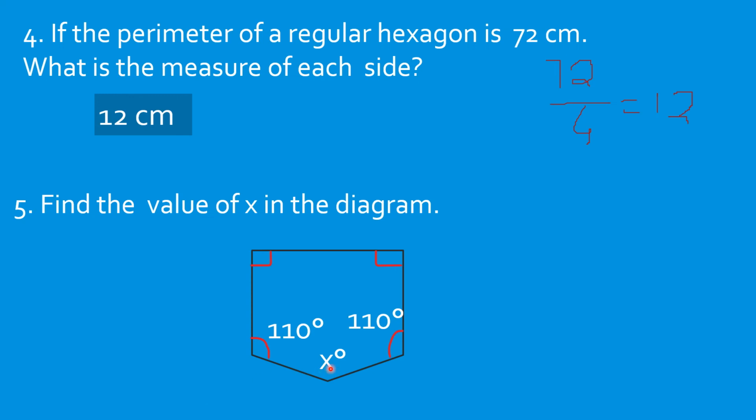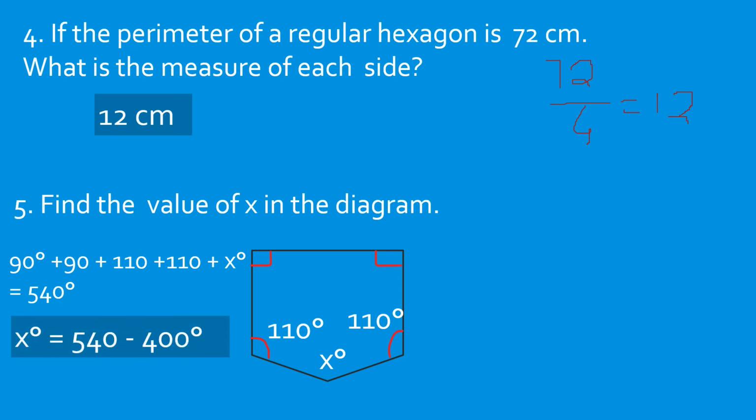So this one is missing now. And this is a pentagon, and the total should be equal to 540. You can form an equation like 90 plus 90 plus 110 plus 110 plus the x degree should be equal to 540. So simply you can add first all of this, and whatever the total of this, you can subtract that from 540. So that is 540 minus 400. Therefore, that x degree is equal to 140 degrees.